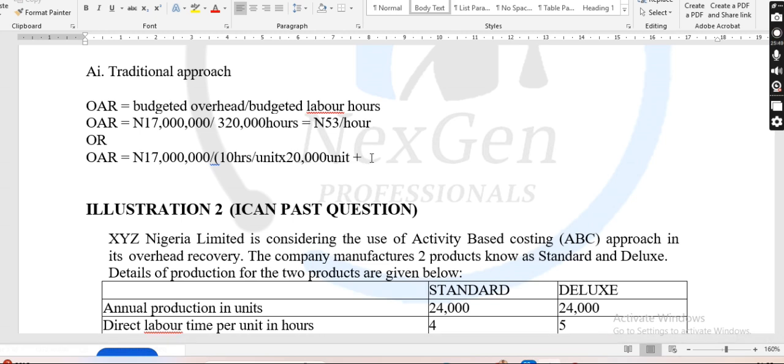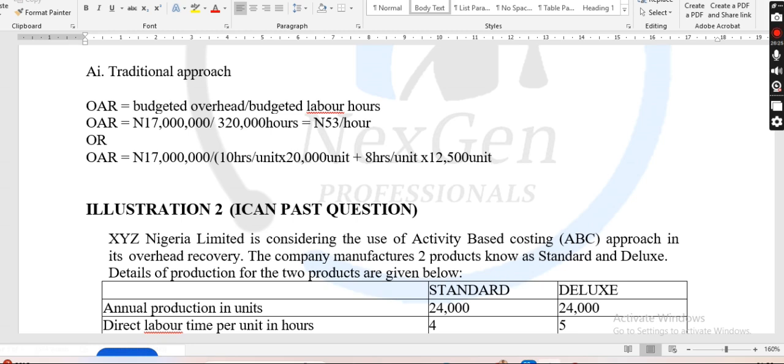Better, what is the next one? 8 hours. Thank you, 8 hours. I love that. That is how we roll in PM class, right? 8 hours per unit, so times what? 12,500 units. Unit, please. So when you multiply 8 hours per unit times 12,500 units, it will give you the total number of hours used in producing 12,500 units.